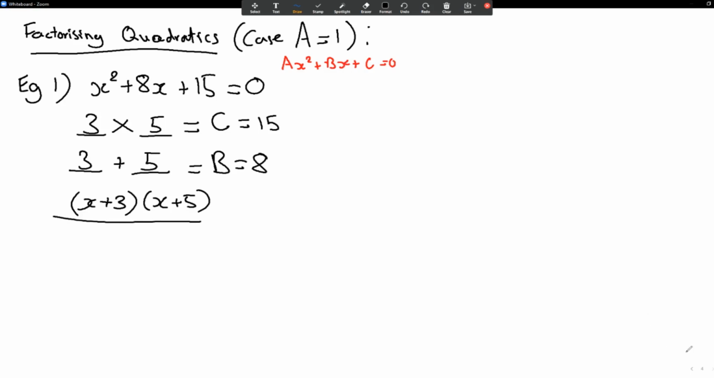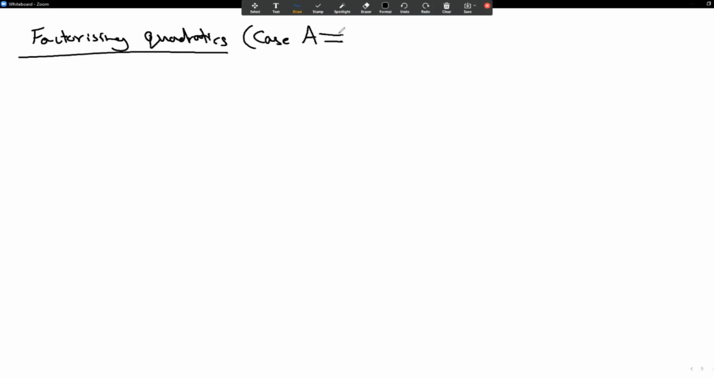But when a doesn't equal 1, the process is a little bit more complicated. So, factorizing quadratics, case a does not equal 1. When a doesn't equal 1, here's our example. 4x squared, 19x equals 5.